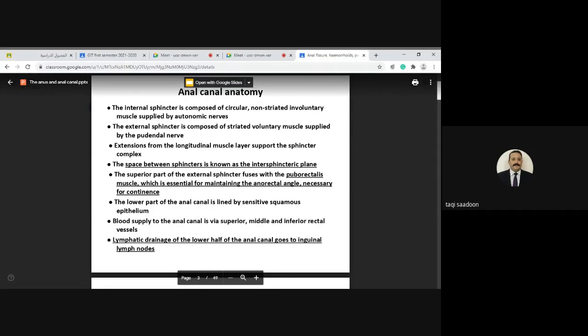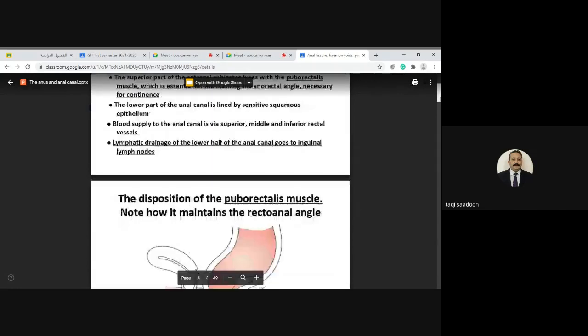The puborectalis muscle, as we mentioned, is essential for maintenance of the anorectal angle, which is important for continence. Lymphatic drainage is very important to be studied and known because malignancy follows this lymphatic drainage. The lymphatic drainage of the lower half of the anal canal goes to the inguinal lymph nodes.